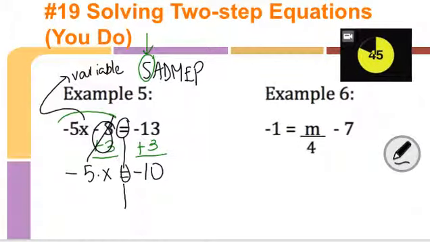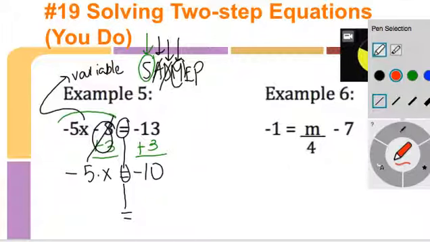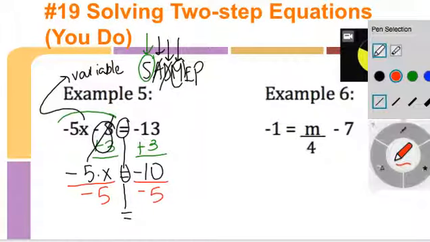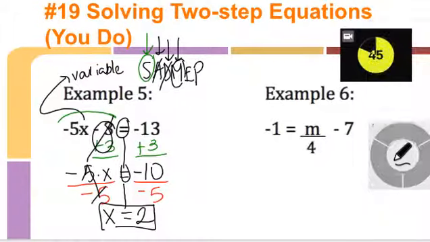Find my middle again, and I keep going. Do I see addition? No. Do I see division? No. Do I see multiplication? Yes. I need to use the inverse, which is division. So I'm going to divide by negative 5, and I'm left with 1x equals positive 2. That's my final answer.